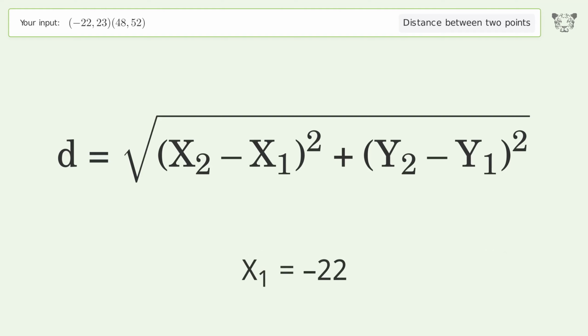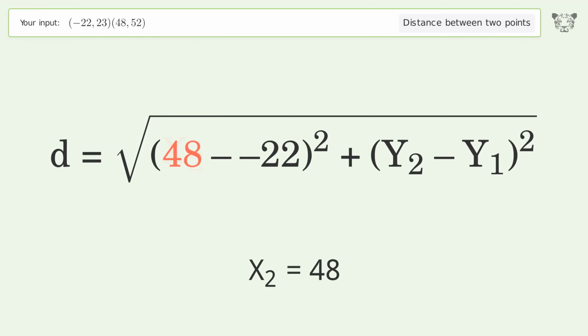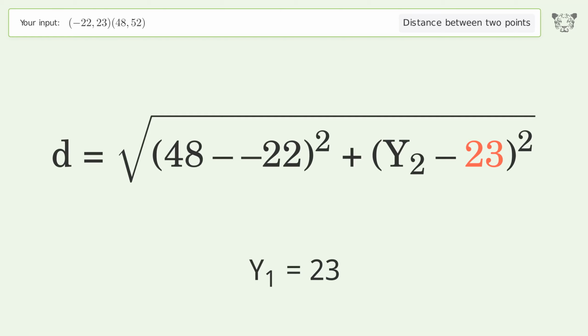x1 equals -22. x2 equals 48. y1 equals 23. y2 equals 52.